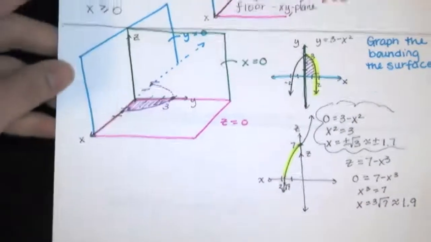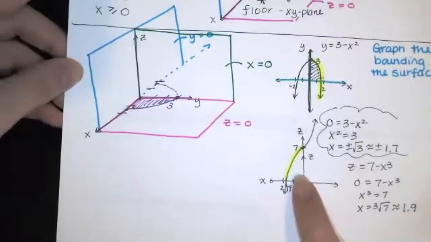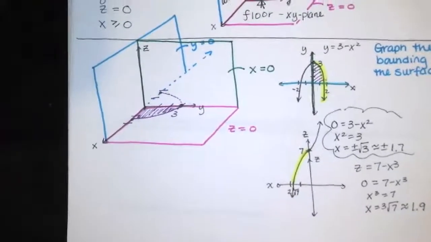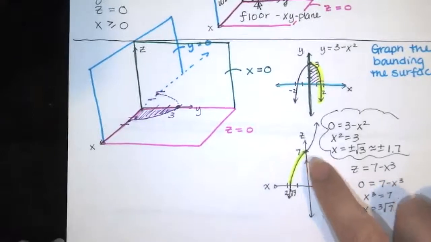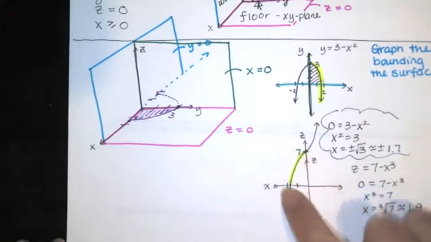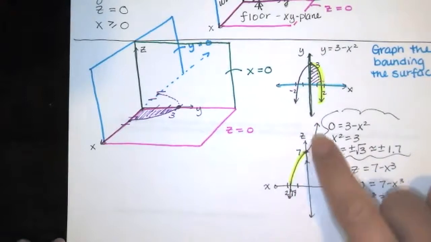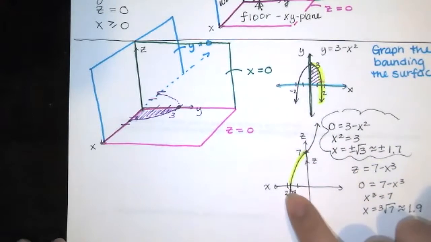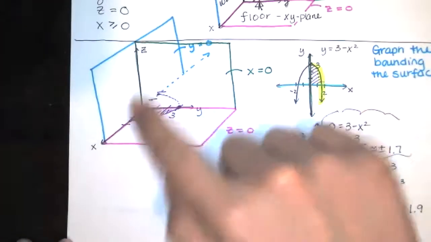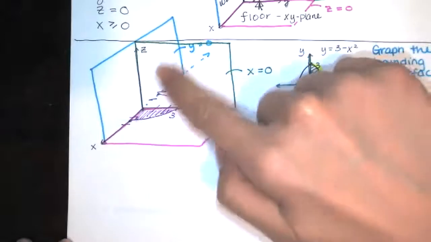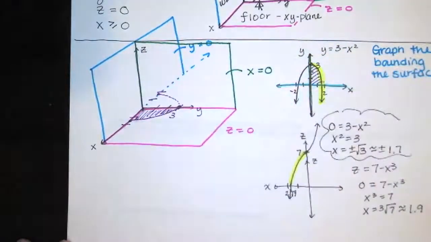When I graph over here, I'm taking this and extending it into 3D. Remember we've got z equal to 7 minus x cubed. So this is what it looks like in the xz plane when y equals 0. But y is free to be anything. So we're going to see this exact same shape when y equals 0, when y equals 1, when y equals 2, and so on.